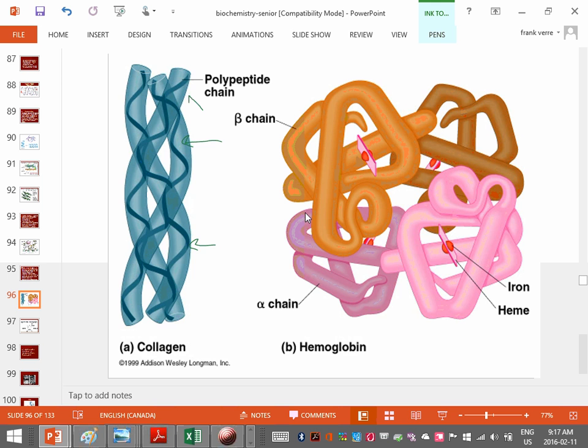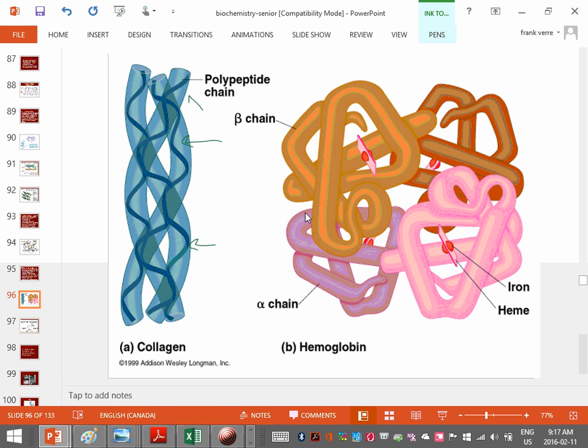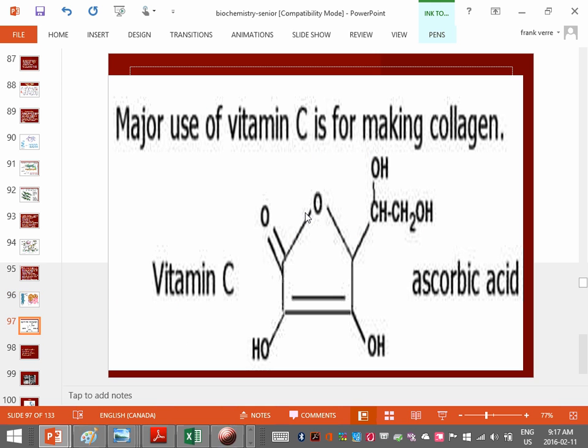Now, collagen. Why do we need collagen? It's actually the most abundant protein in your body. I'm pretty sure it's the most abundant protein in your body. And it's used to hold things together. So like it holds blood vessels together, for instance, is part of that. Vitamin C is important in making collagen. Okay? So there's a bunch of enzymes that work together to make collagen, to make that protein. And they need vitamin C to do it.